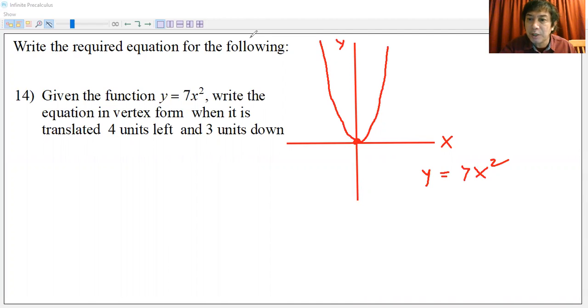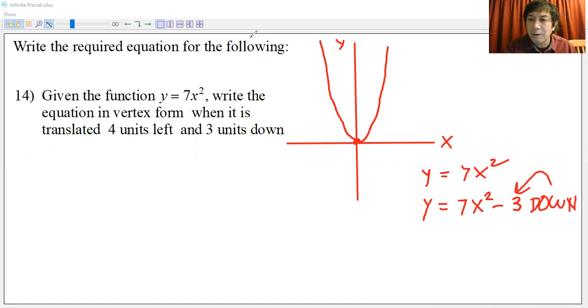Okay. So to put it down, this is 7x squared minus 3. And all y values will be 3 less. That is why it goes down. The graph will go down by 3 units. Now, translated 4 units left, we're going to subtract a negative 4. Okay, this is down. That minus 3.